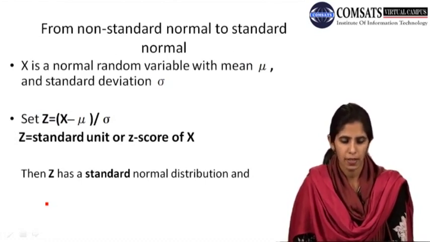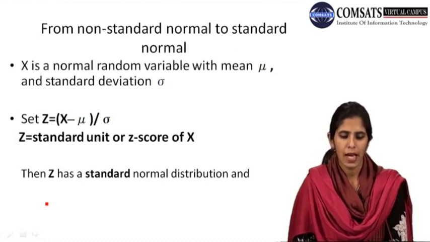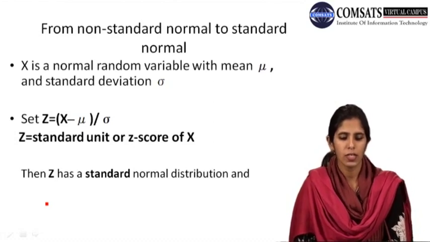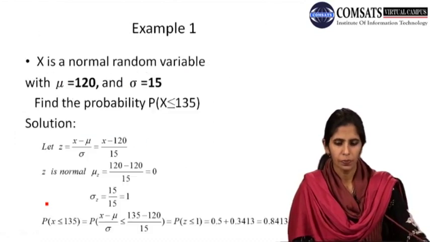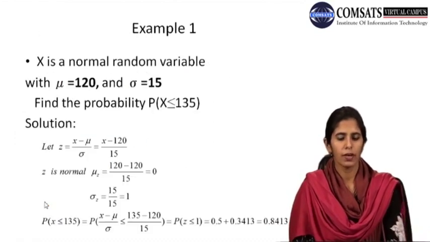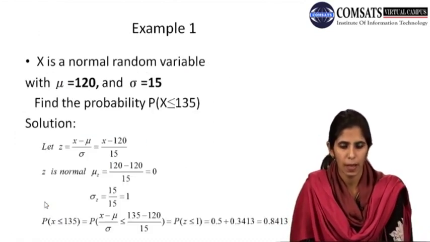So from non-standard normal to standard normal curve, you need to know that x is a normal random variable with mean mu and standard deviation sigma. We set z, which is equivalent to x minus mu over sigma, or z is equal to the standard unit or z score of x. Then z has a standard normal distribution.